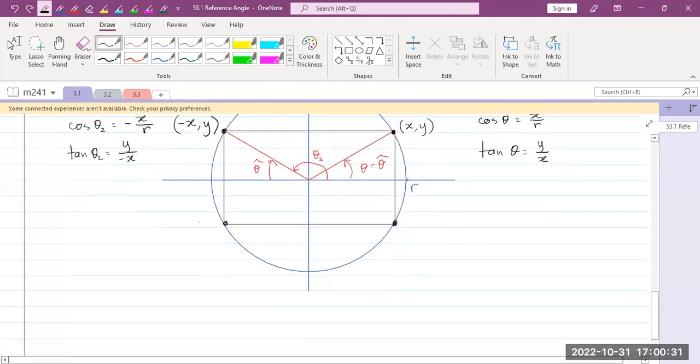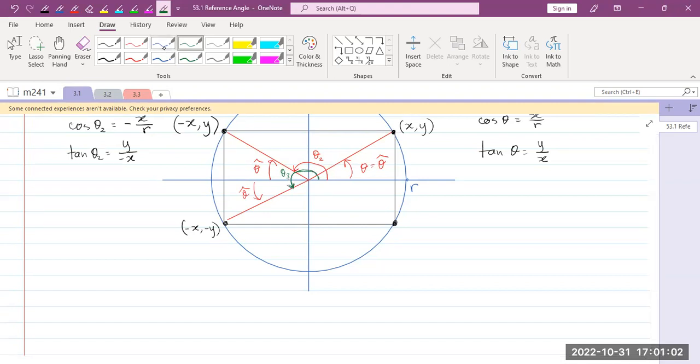If we take a look at quadrant 3, the reference angle is the same again, right? This is our reference angle theta hat. And let's say I use another color. This is our theta 3, measured from the positive x-axis.